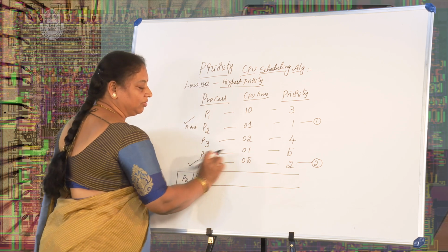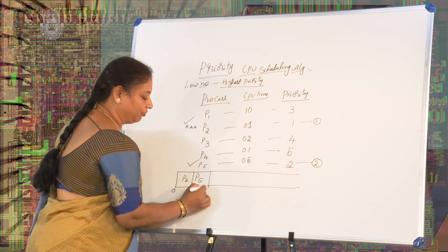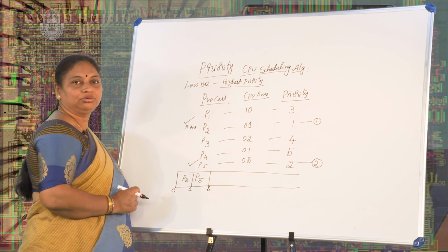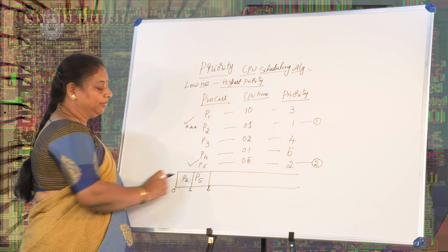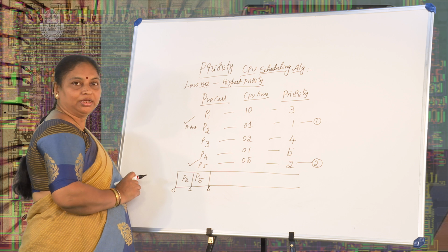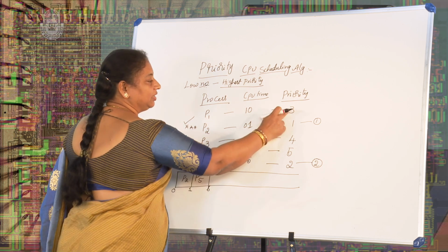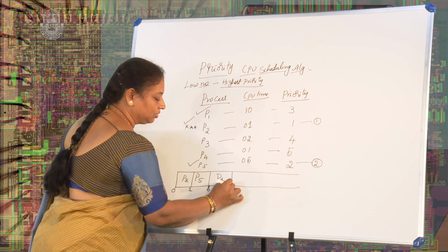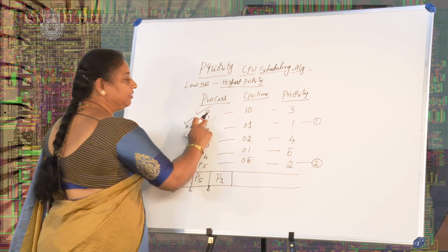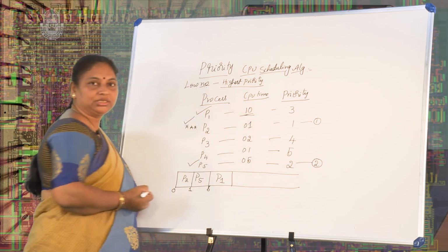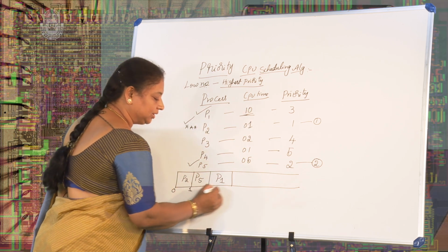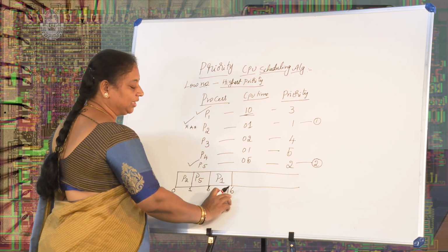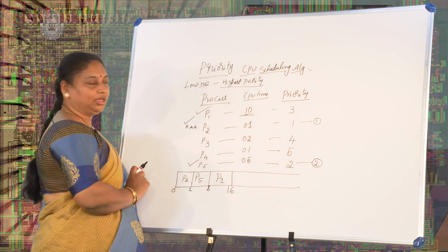And P5 will be holding the CPU for 5 time units. So after this, 1 plus 5, till the 6th millisecond P5 execution will be done. Next we have to go for 3. So we have to start with execution of P1. P1 is requiring 10 time units of CPU. So 6 plus 10, at the 16th millisecond execution of P1 will be completed.